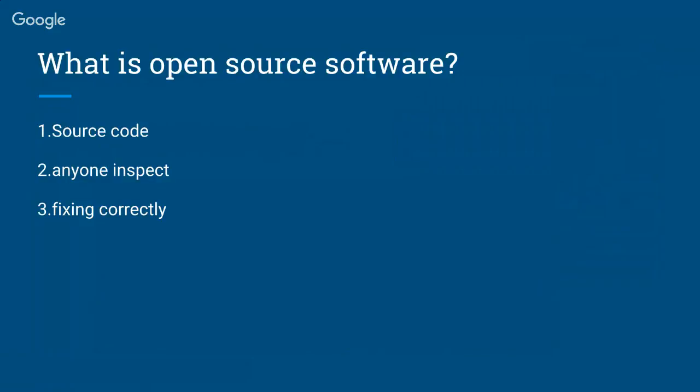And that brings us to the first question: what is open source software? Open source software is software with source code that anyone can inspect, modify, fix, and change. The source code is the part of software that most computer users don't ever see. It's the code computer programmers can manipulate to change how software works.